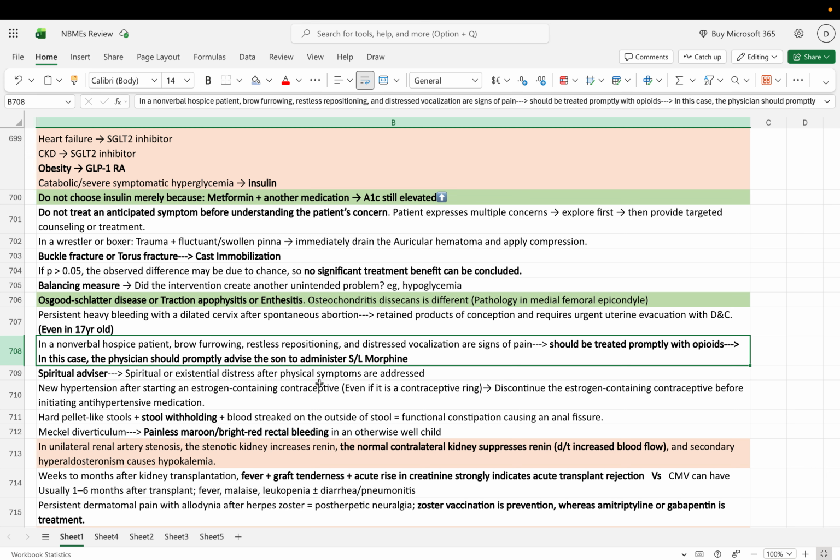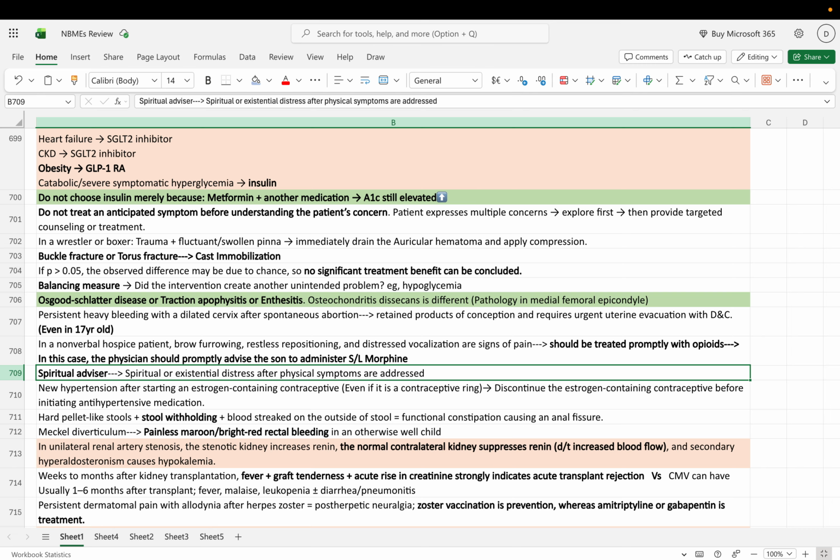In a non-verbal hospice patient having brow furrowing, restless repositioning, and distressed vocalization, signs of pain should be treated promptly with opioids. In this case, the physician should promptly advise the son to administer sublingual morphine. Spiritual advisor for spiritual or existential distress comes after the physical symptoms are initially addressed.